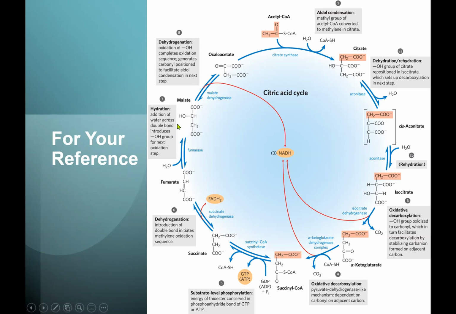And finally, with malate dehydrogenase, remember we talked about this before when we were looking at the malate shuttle. This malate is the reduced form and this oxaloacetate is the oxidized form. So we have another reduction here of NAD+ to NADH. Okay, for your reference, big picture with details.